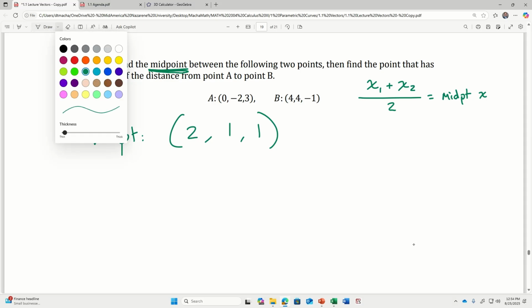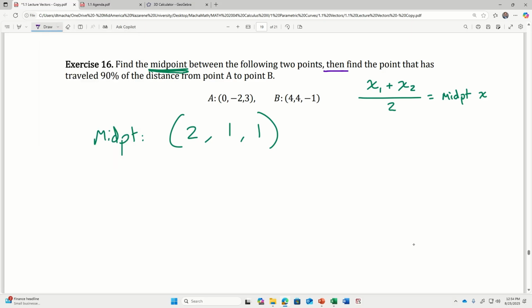Now, the rest of the question says, after we do that, find the point that has traveled 90% of the distance from point A to point B. How do I do that? Do x1 plus x2 times 0.9. No. Would you divide it by a different number? I'll just tell y'all, you're all on the right track.